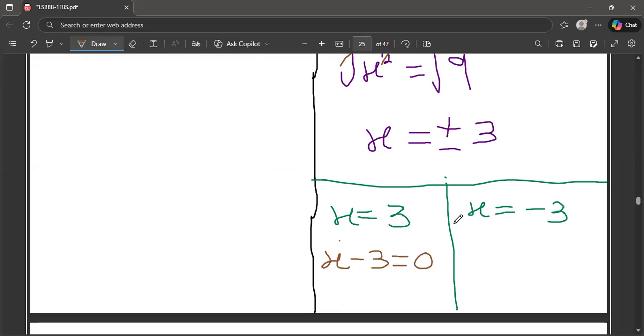This one too, when I want the x and the 3 to be together, it's going to become x. Do you understand the reason why the first one became minus 3? Because when 3 is over here and it crosses the equal to sign, it becomes negative. And this one is going to become x plus 3 is equal to 0.